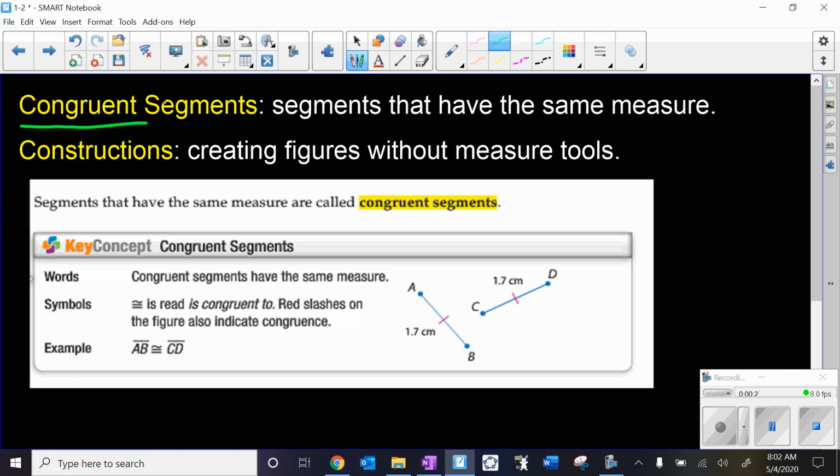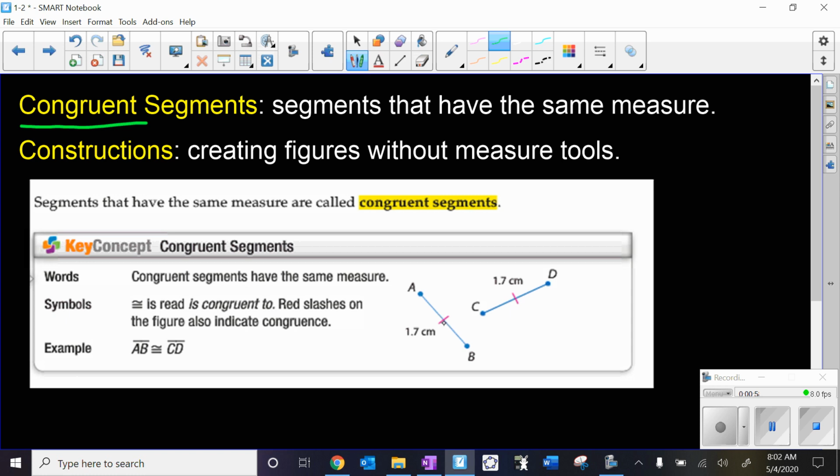And we can use a symbol or we can actually use numbers to state that something has the same measure. So looking at my segments on here, AB and CD, notice how it says 1.7 centimeters and 1.7 centimeters. So just the numbers alone tell us that these segments are congruent or equal. But we can also use little tick marks like you see here in red on the segments. Those would also be congruent.